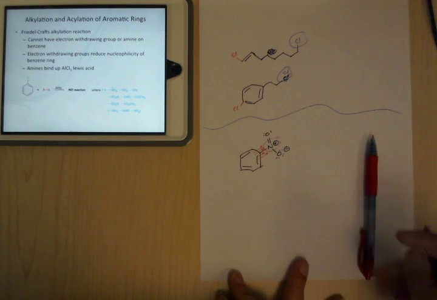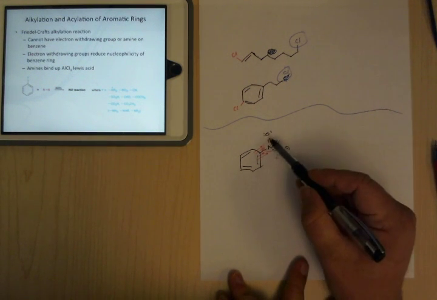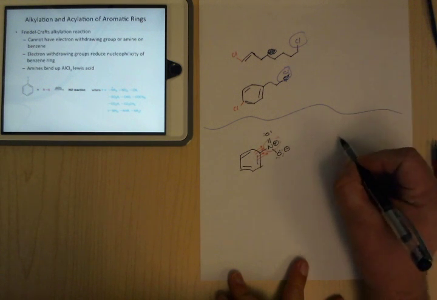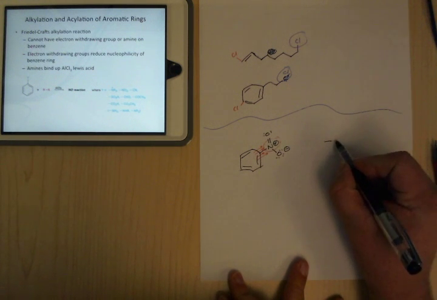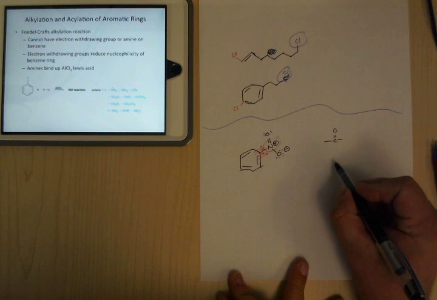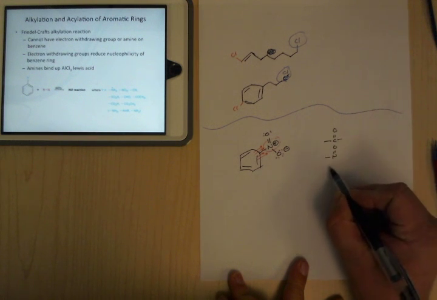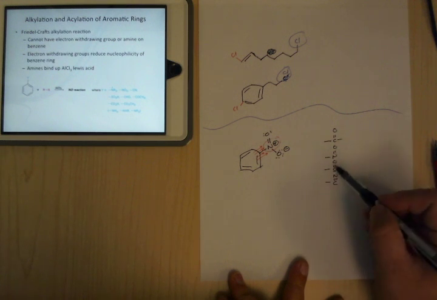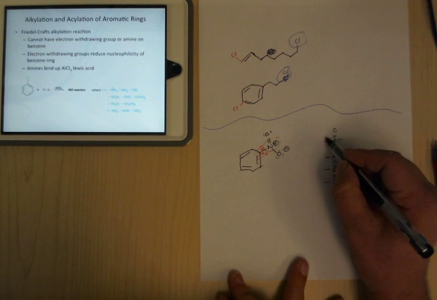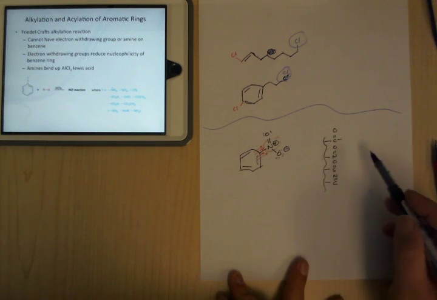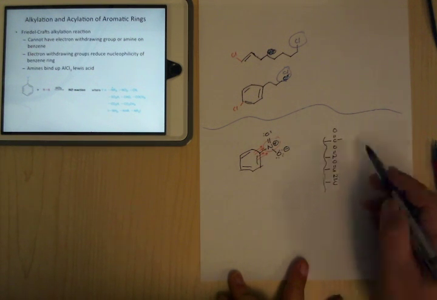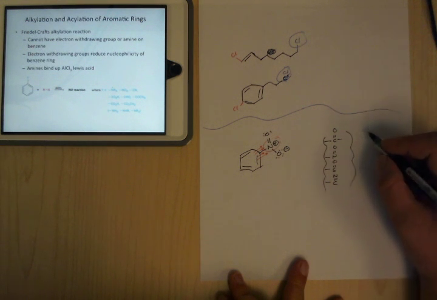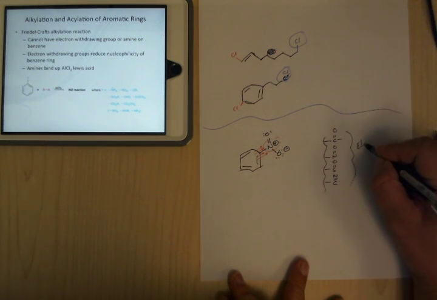So whenever you have something that has a double or triple bond right next to the ring, so C double bond O, N double bond O, S double bond O, C triple bond N, whenever you have one of these right next to that ring, this won't go. These are deactivating, so these are electron withdrawing groups.